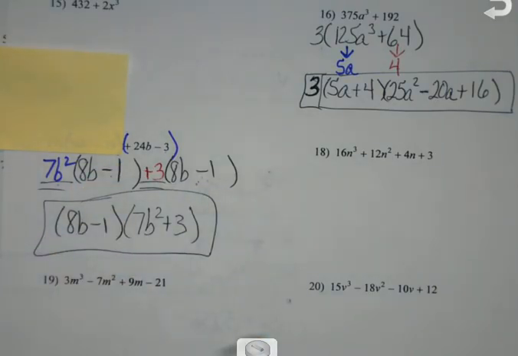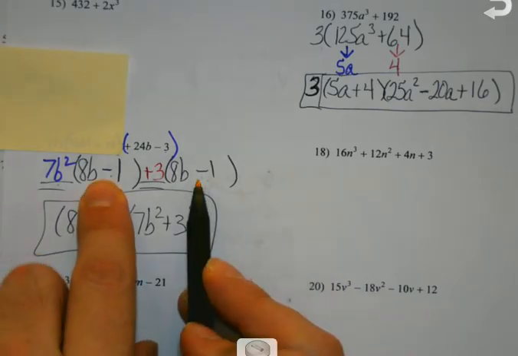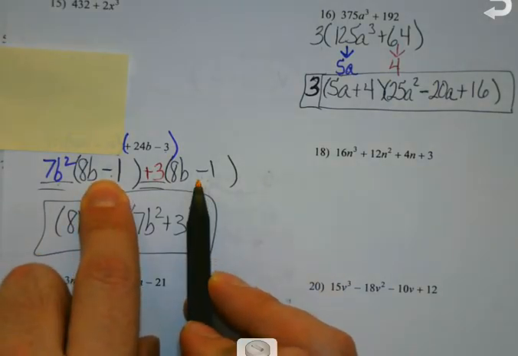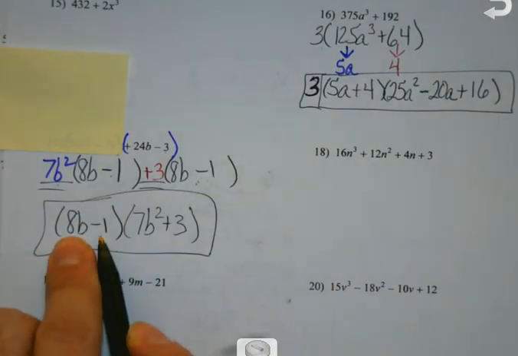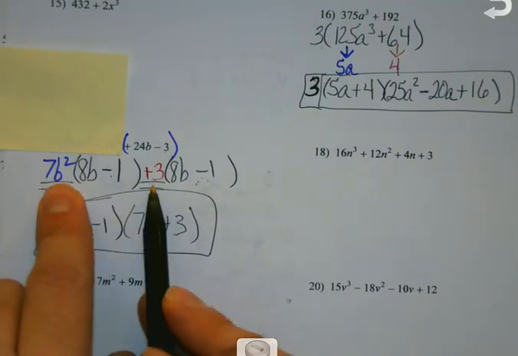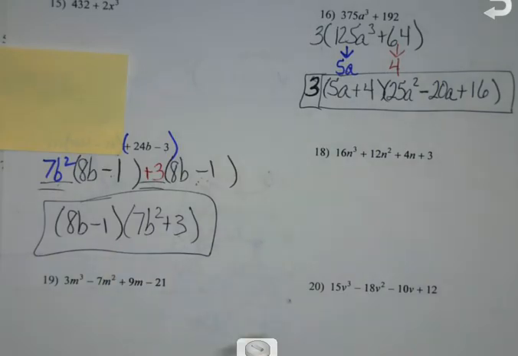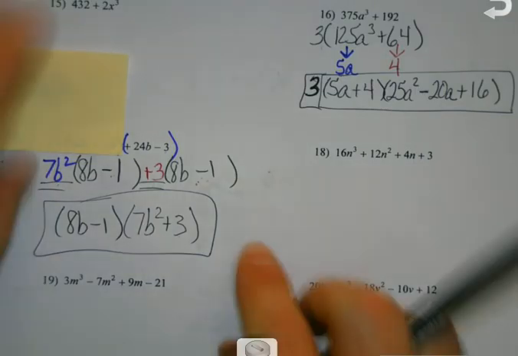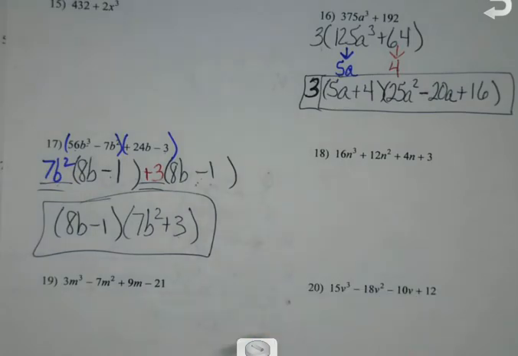The common set of parentheses that I got when I did my greatest common factor, that's part of my answer. And then the other half of my answer is just taking that stuff I pulled out, the 7b squared and the 3, and putting them together and making that a set of parentheses. Because then if I were to box that out, I'd get the original problem back. And I can always double check that way if I want to as well. But it always is going to be that way.